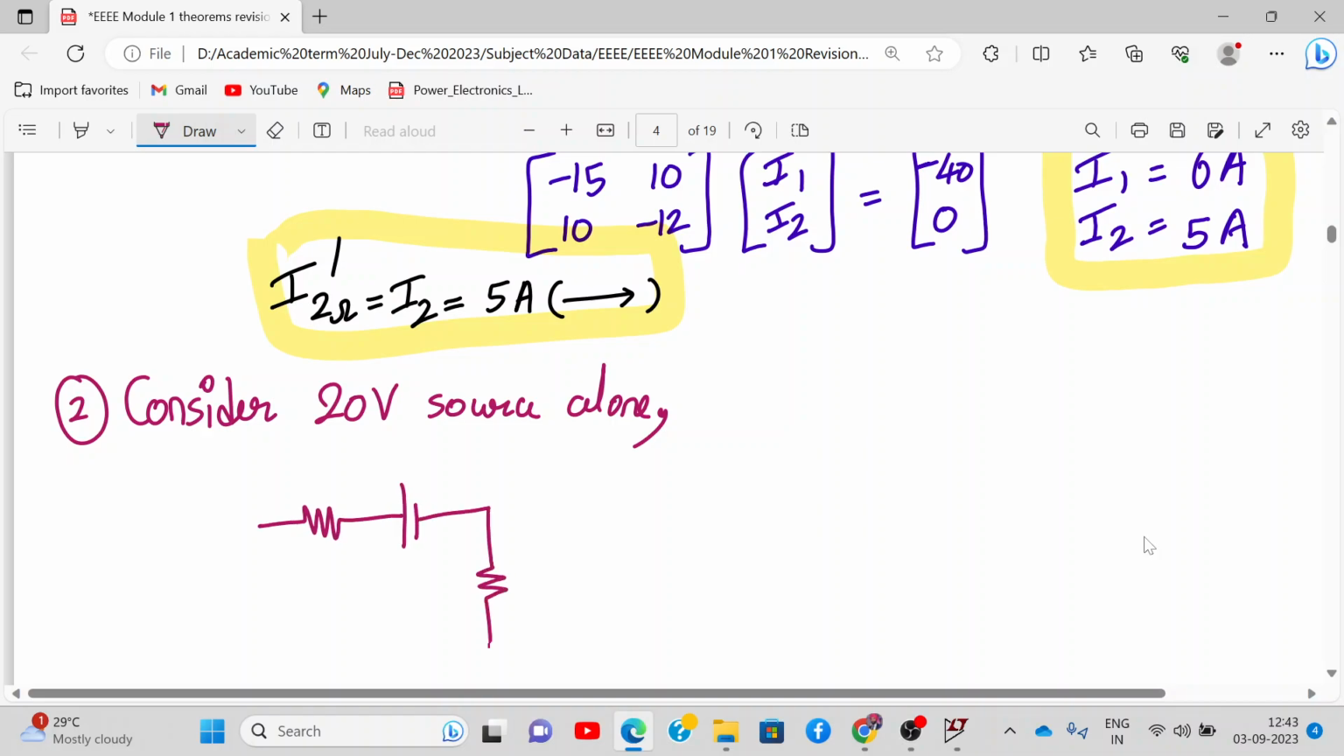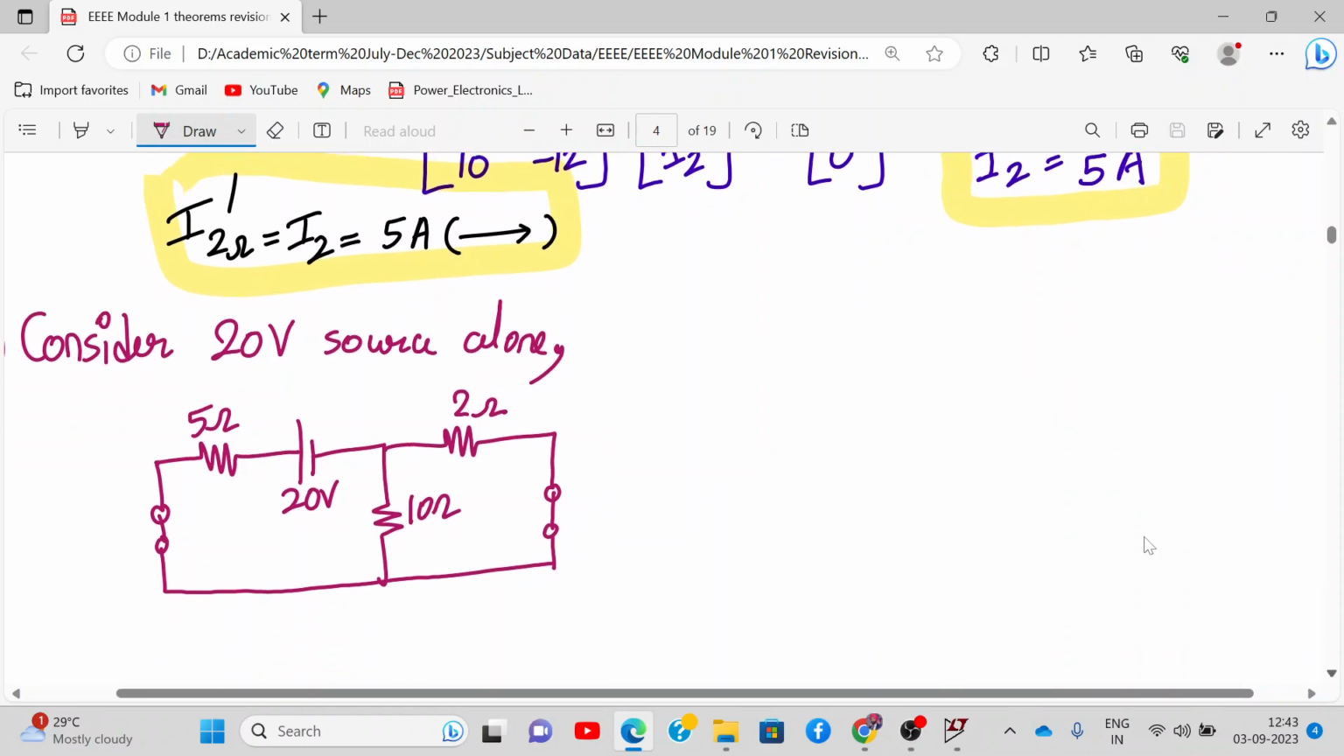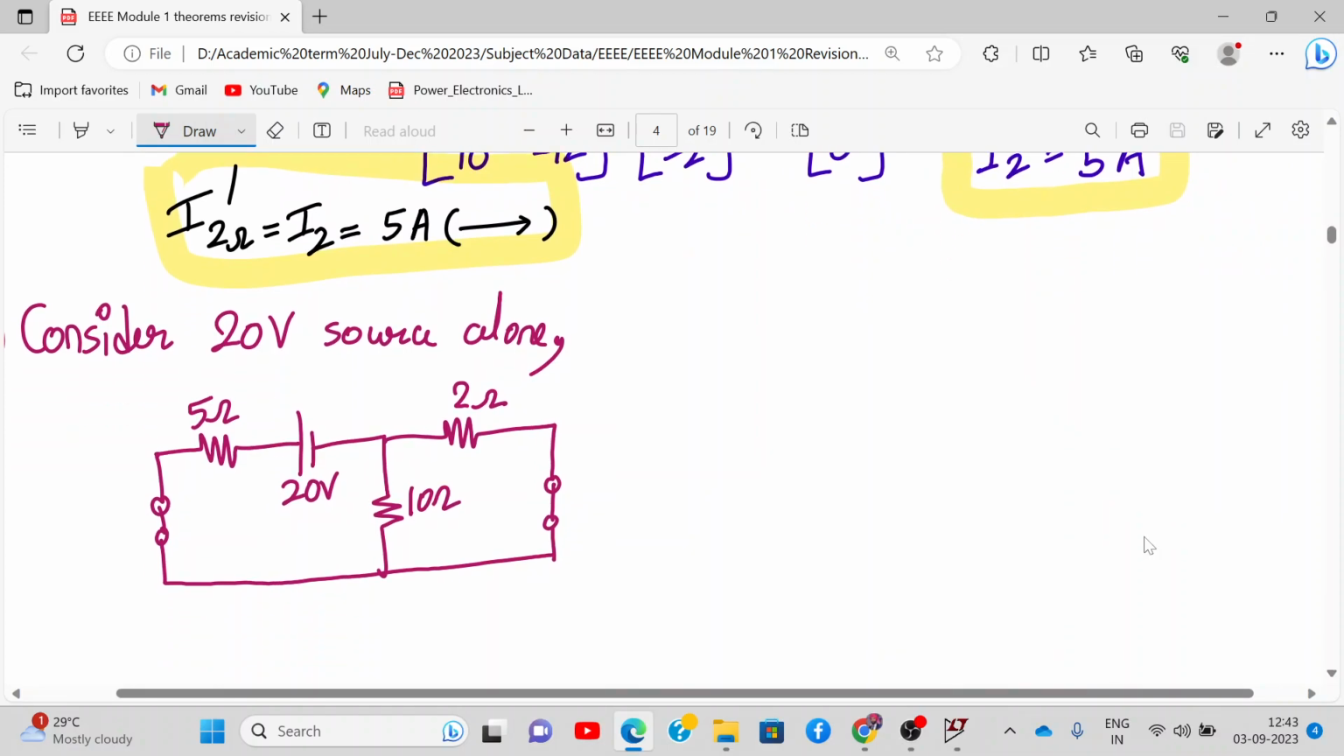So you can check the main circuit. This and this will be short circuited because there was a voltage source. That's it. This is 2 ohm, 10 ohm, 5 ohm. This is 20. Did you all get it? How we got this circuit diagram? Only one source will be active. And now the current flowing through the 2 ohm resistance will be I2 double dash.